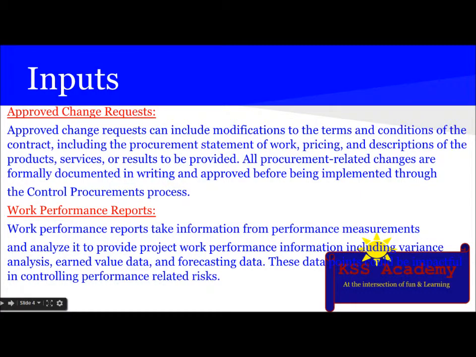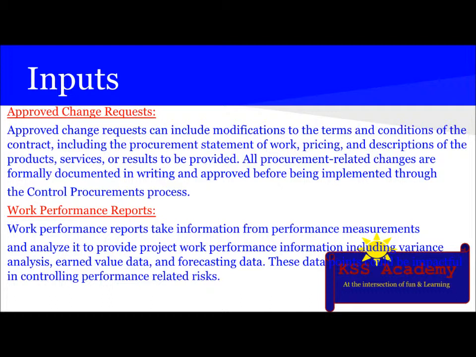Next is approved change request. Approved change request can include modifications to the terms and condition of the contract, including the procurement statement of work, pricing, and description of the products, services, or result to be provided. All procurement related changes are formally documented in writing and approved before being implemented through the control procurements process.